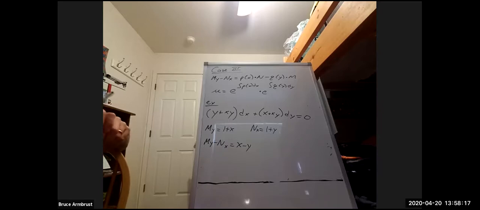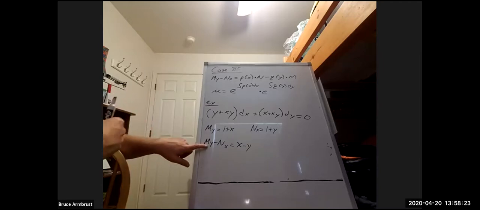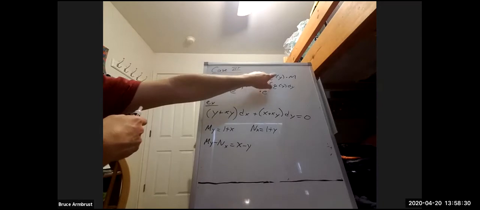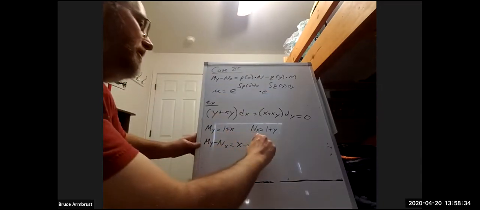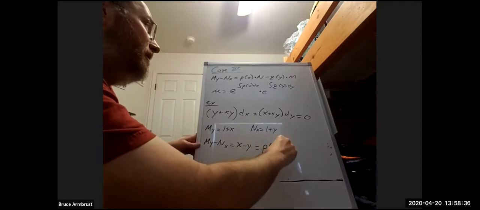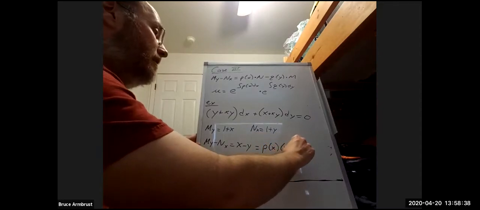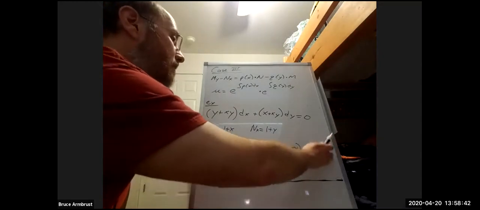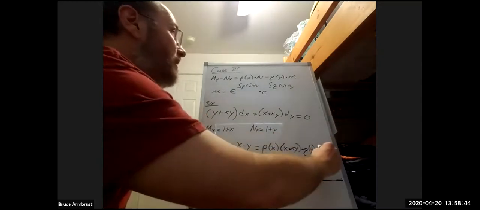All right, so this is going to be able to be turned into an exact with an integrating factor if I can write this my minus nx as some function times n minus some other function times m. So the question is, is there a way that I can define P and Q such that this is true?